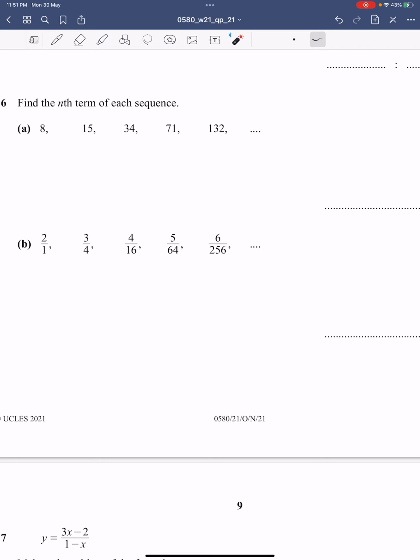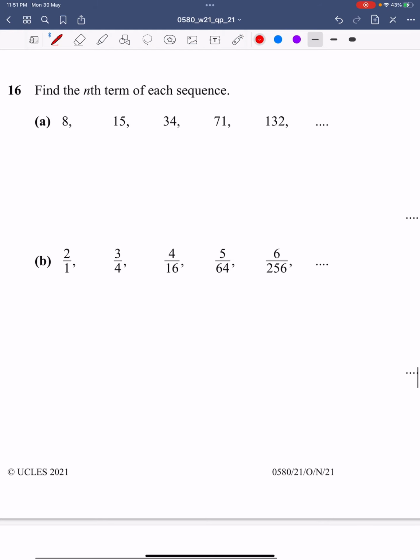So this is not a linear sequence, which means this is not related to the formula a plus n minus 1 into d. So we will see whether this is a quadratic sequence. In order to figure out whether the sequence is a quadratic sequence, we need to find the difference between the terms. So let's find the first difference. 15 minus 8 is 7, 34 minus 15 is 19, 71 minus 34 is 37, 132 minus 71 is 61.